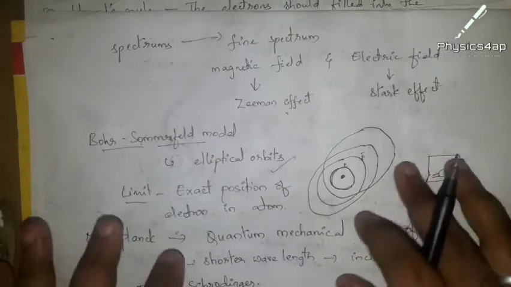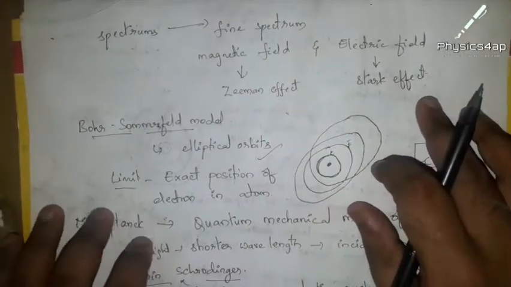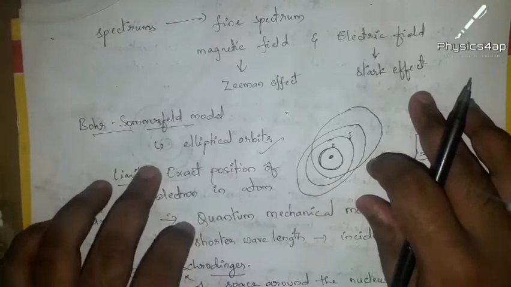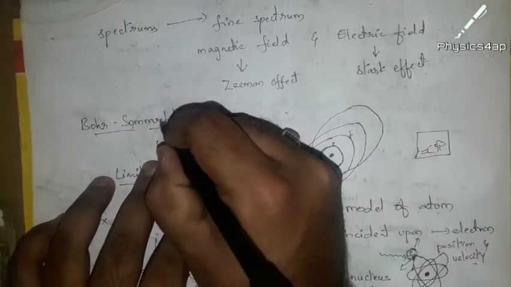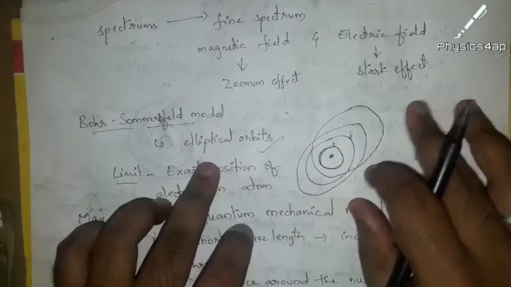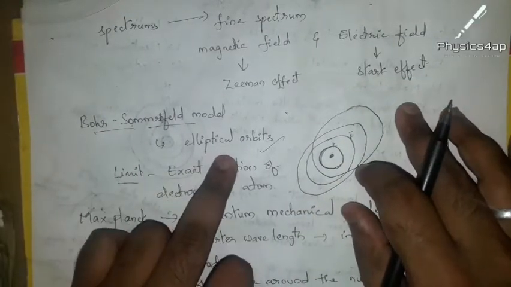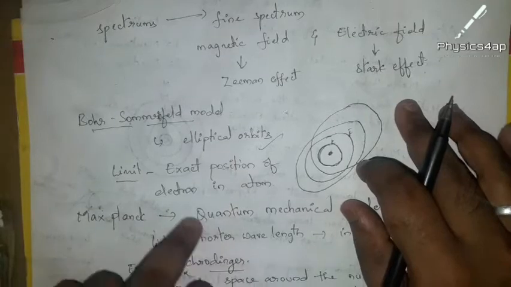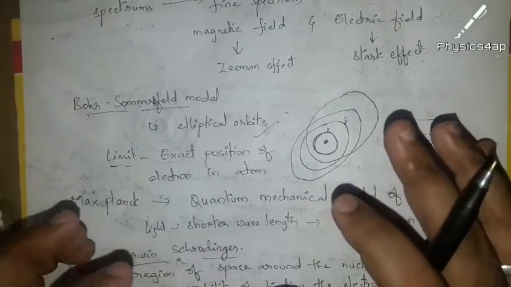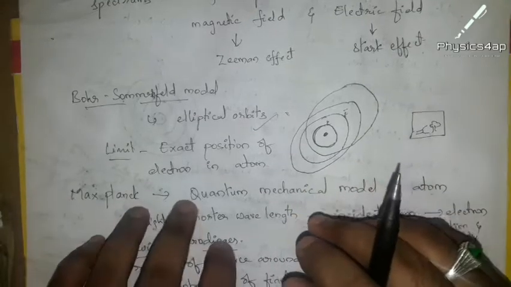Next, Bohr's atomic model failed to explain the Zeeman effect and the Stark effect. And next came the Bohr-Sommerfeld model. Here Sommerfeld made little modifications to Bohr's atomic model. Instead of concentric circles, he took elliptical orbits. The limitation is that he couldn't find the exact position of an electron in the atom.